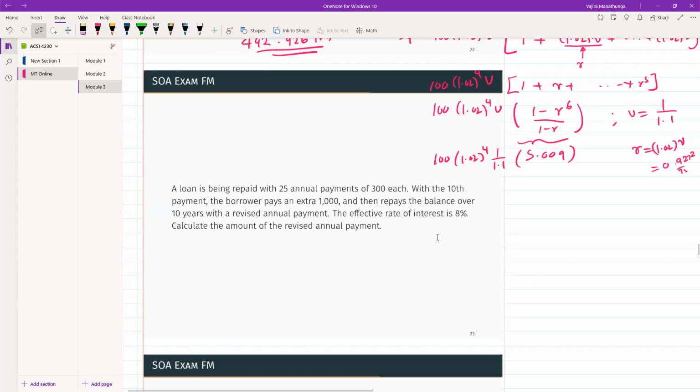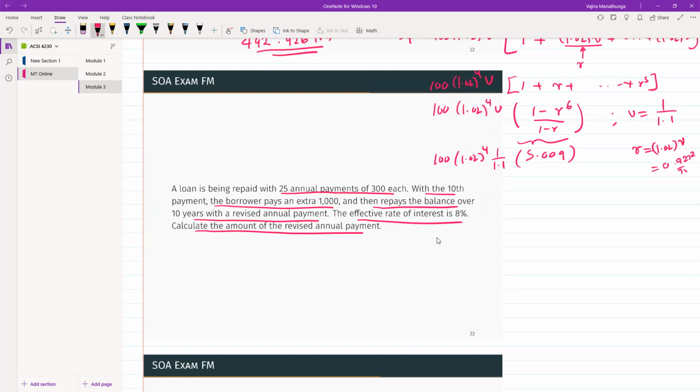Okay, so here's another question. So this one says, a loan is being repaid with 25 annual payments of 300 each. With the 10th payment, the borrower pays an extra 1,000, then repays the balance over 10 years with revised annual payment. The effective rate of interest is 8%. Calculate the amount of revised annual payment.